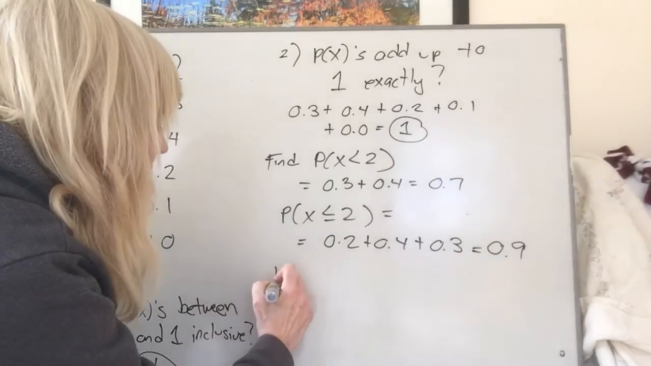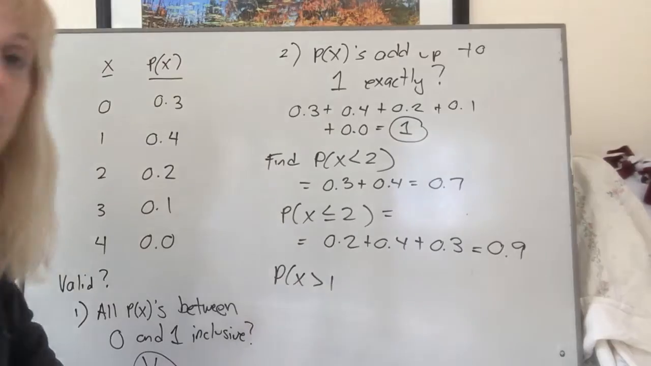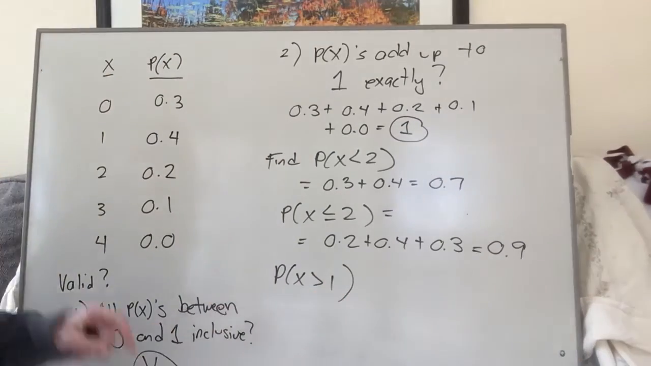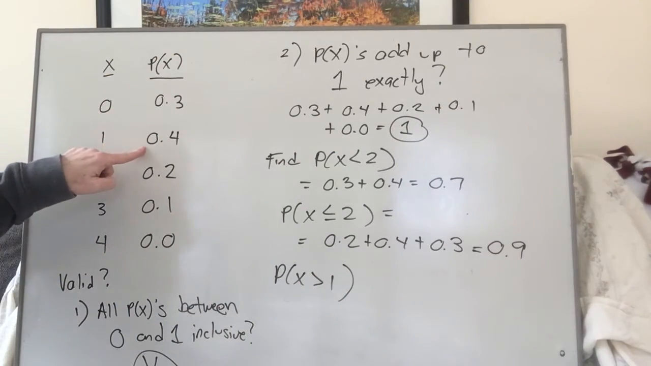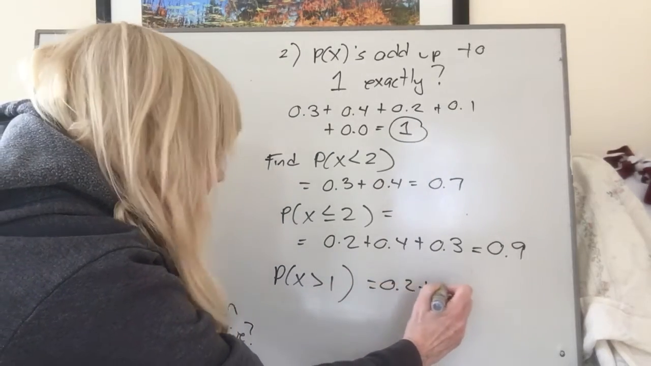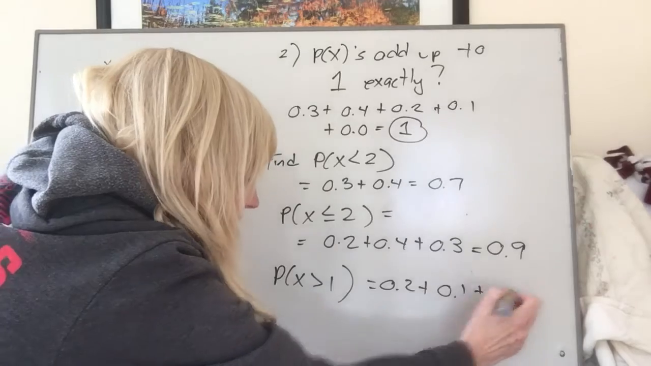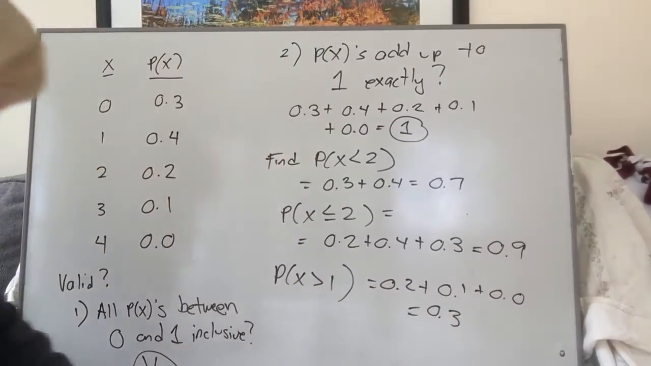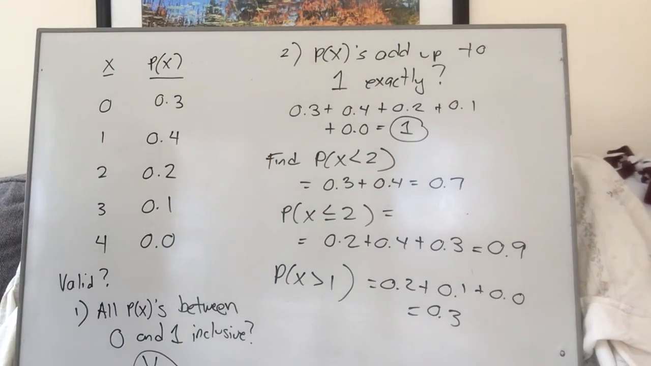How about if I gave you the probability x is greater than 1? So it doesn't include 0, and doesn't include the 1. It's greater than 1, so that would be 0.2 plus 0.1 plus 0.0. I think that's 0.3. Okay, so that's how you do those kinds of problems. These are all in the notes, you guys.